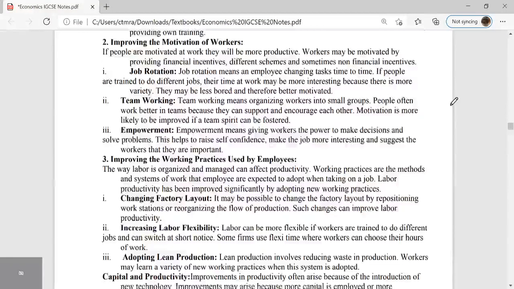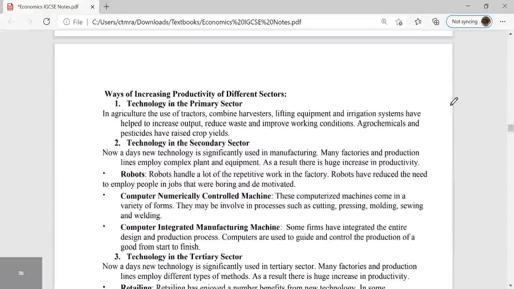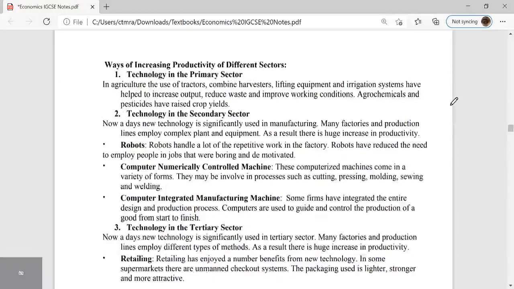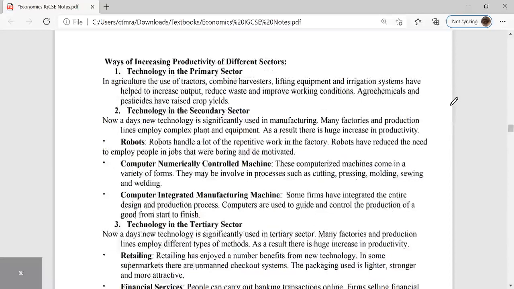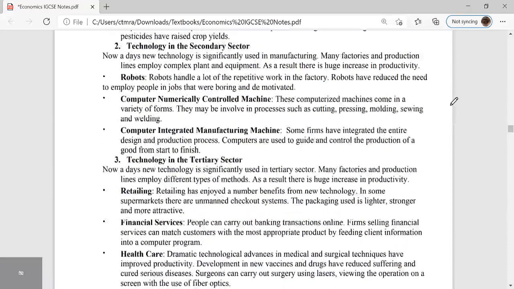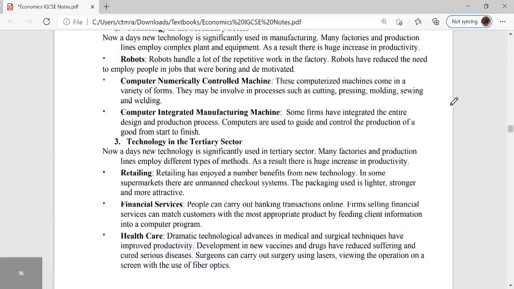Okay, so that's it. Then in all the sectors, like primary, secondary, tertiary, we can use technology which can increase the output. I'm not getting into details of these topics, so go through them. These are very understandable topics.